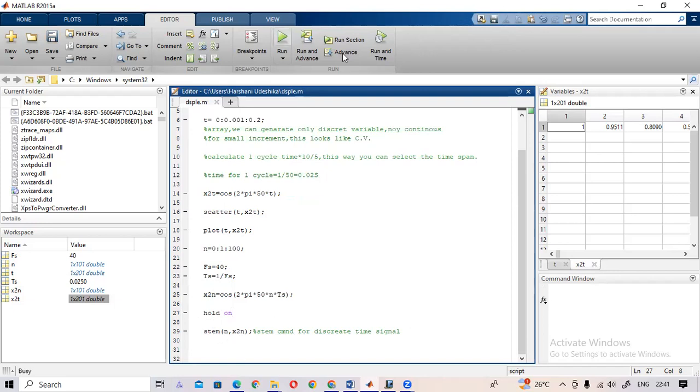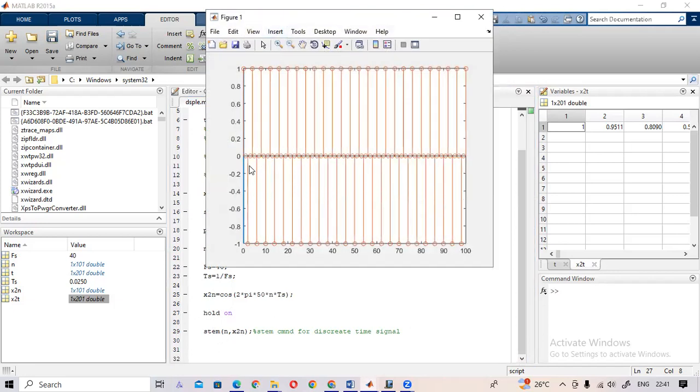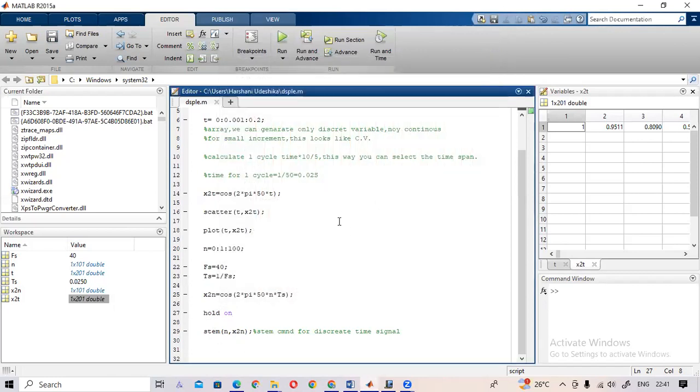Okay, so if I run this, now you can see that the color is different. You can see here a very small blue area, so that is actually our signal. That is the continuous time signal, and this is the discrete version. So the signal is wrong actually, you can understand it. So what is the problem with this?